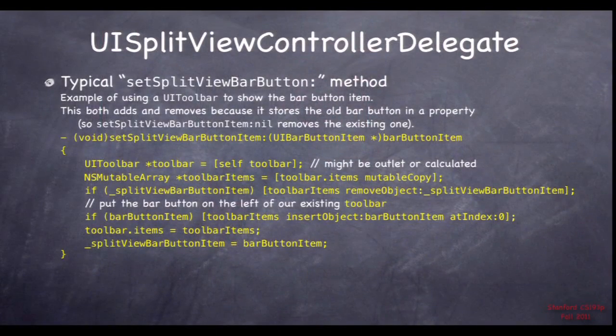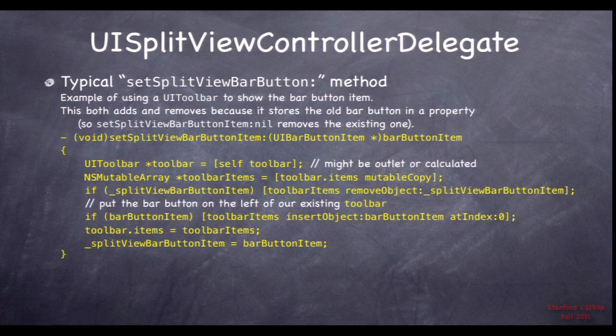And all it does is get its toolbar, which is probably an outlet. You can get it other ways, but it's probably an outlet. Then it gets a mutable copy of that toolbar's array of UIBarButtonItems. If the split view bar button that it already has, this is a property, so I already have an underbar splitViewBarButtonItem, if I have one, if it's not nil, then I'm going to remove it from the toolbar's array of bar button items.